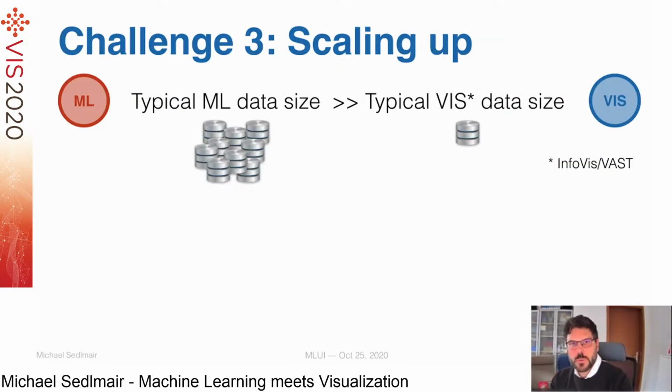So challenge number 3 is scaling up things. There is an observation that I'm sure you guys have also already made. The typical machine learning data size in a machine learning paper, at least from the sample that I'm seeing here, is usually much bigger than the data set sizes that we're using in our visualization papers. Maybe not in VIS, but definitely in InfoVis and maybe also in VAST.